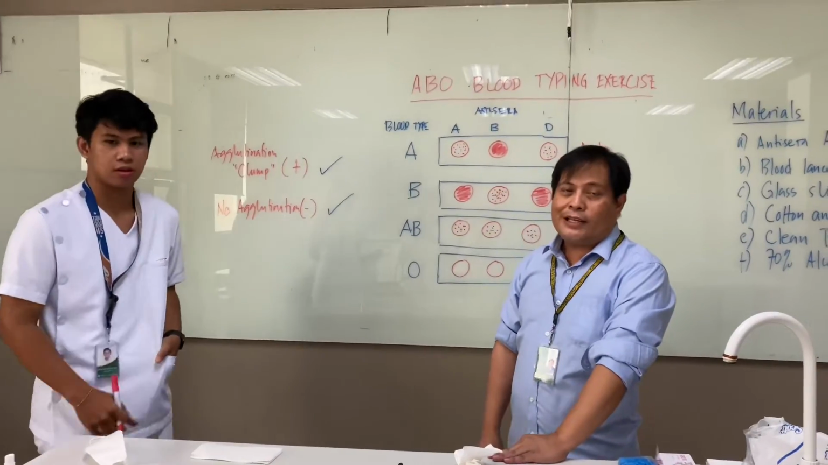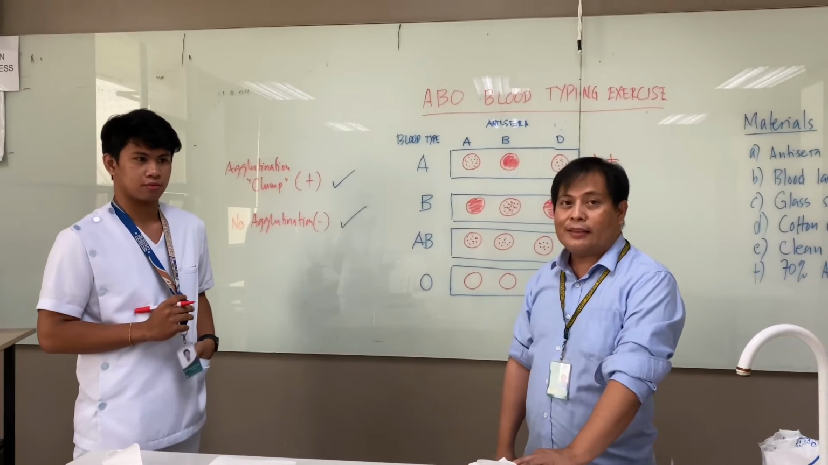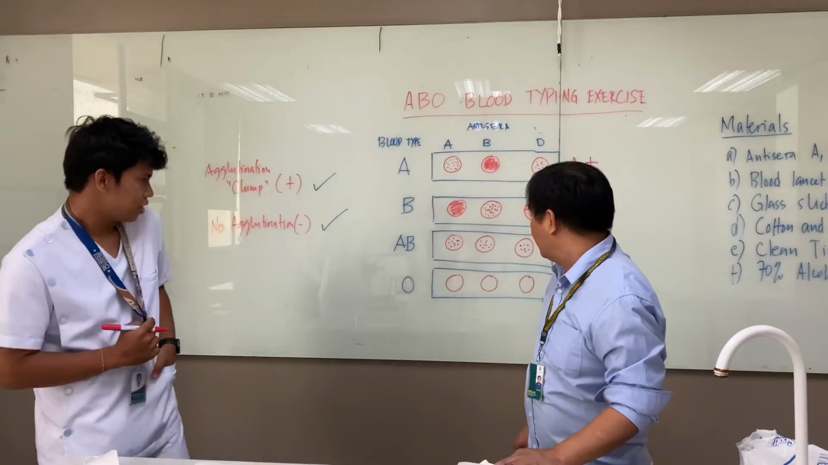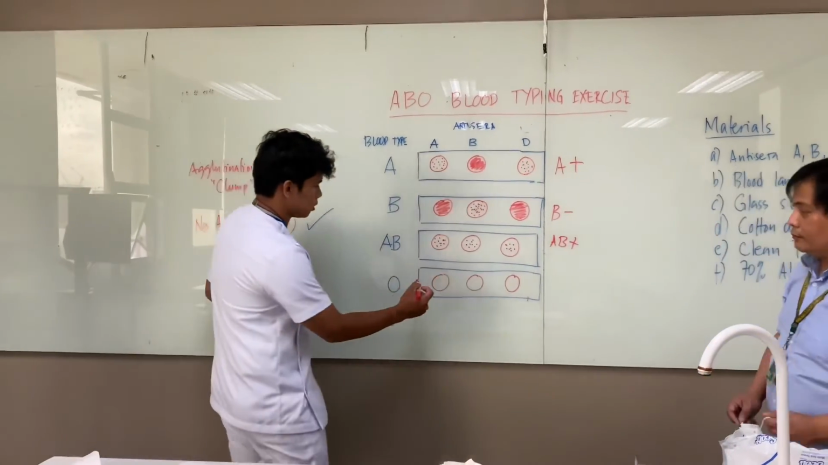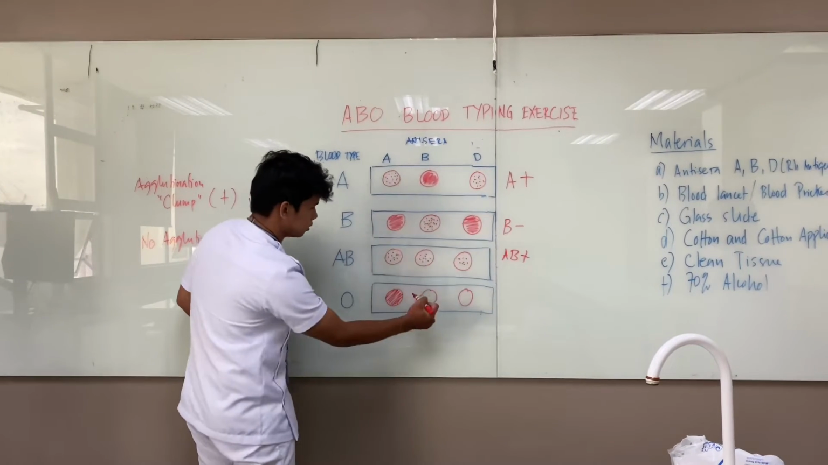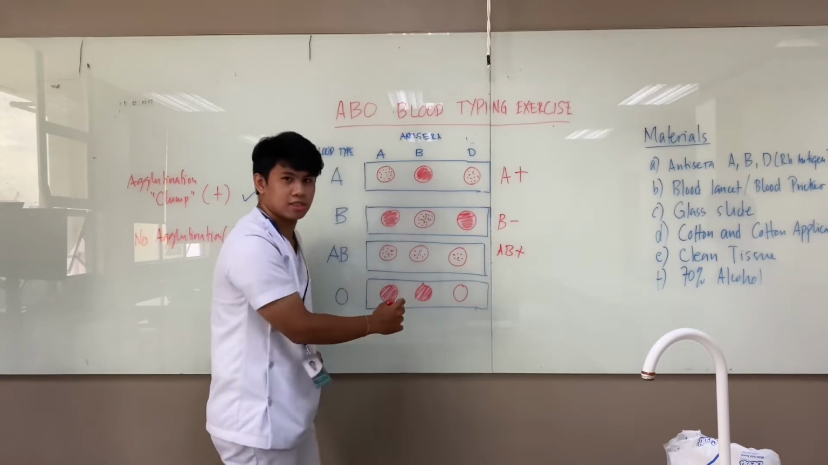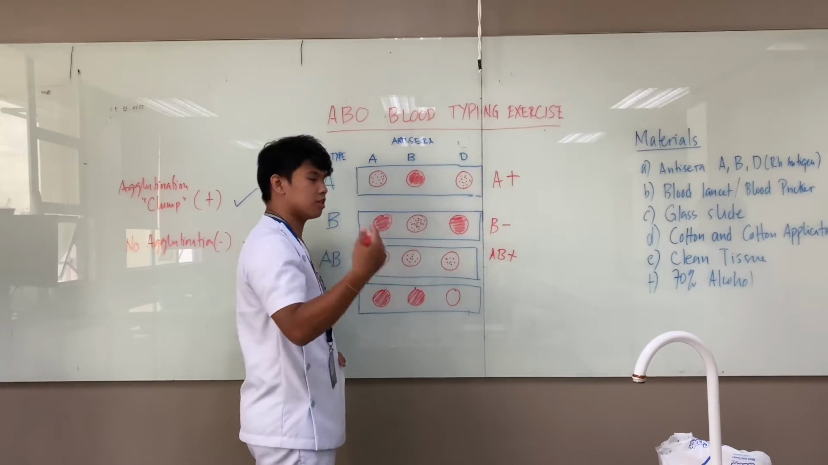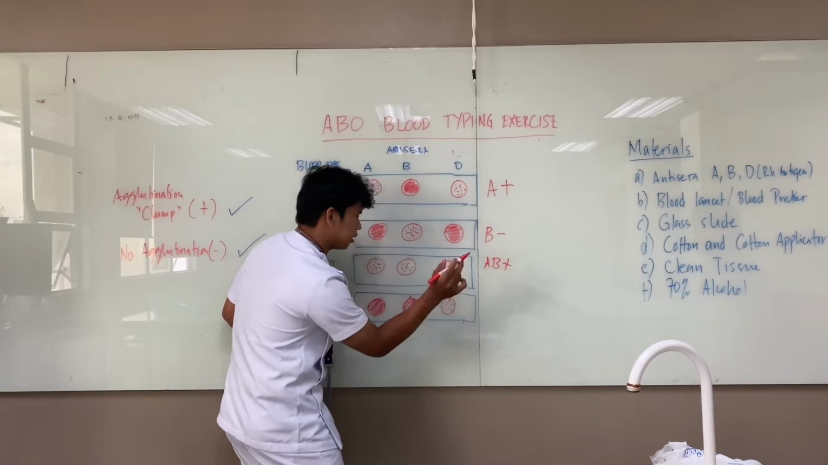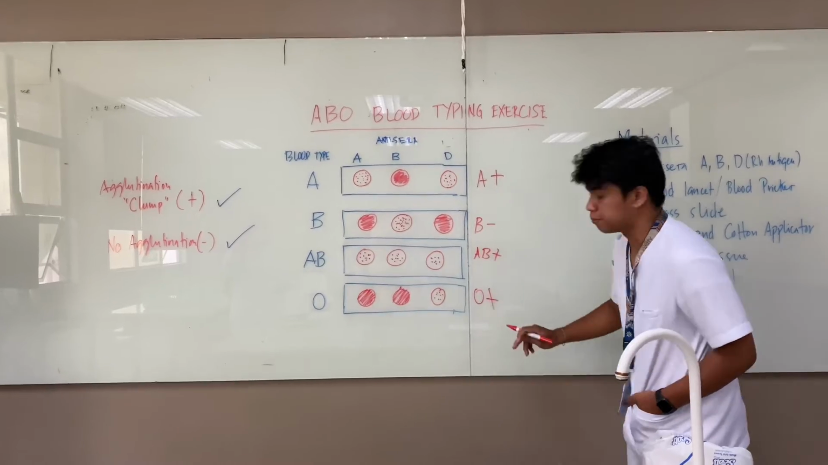Okay, to complete our blood types, we have the last blood type, which is blood type O. To explain that, let me call on Matt. So in O, there is no agglutination, so it is the shaded part. Same as B, there is no agglutination, so it is the shaded part. And in the D, there is agglutination. So the result will be O positive.